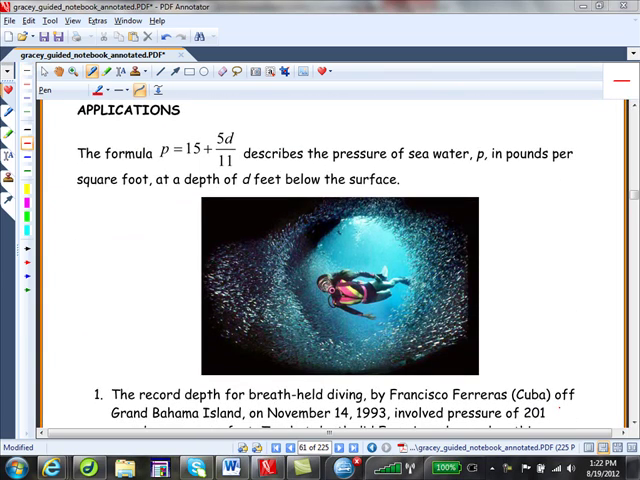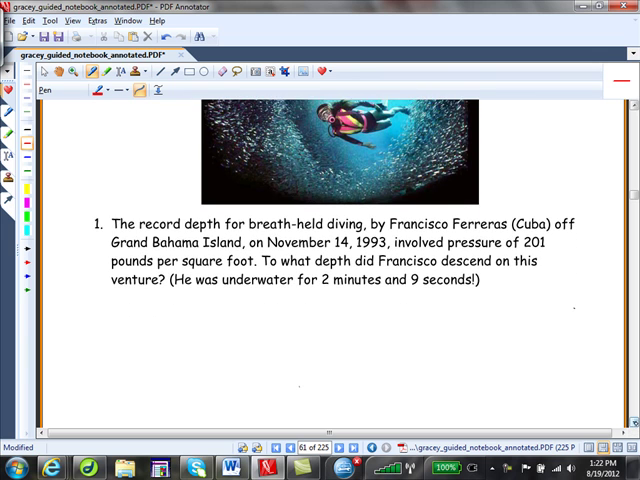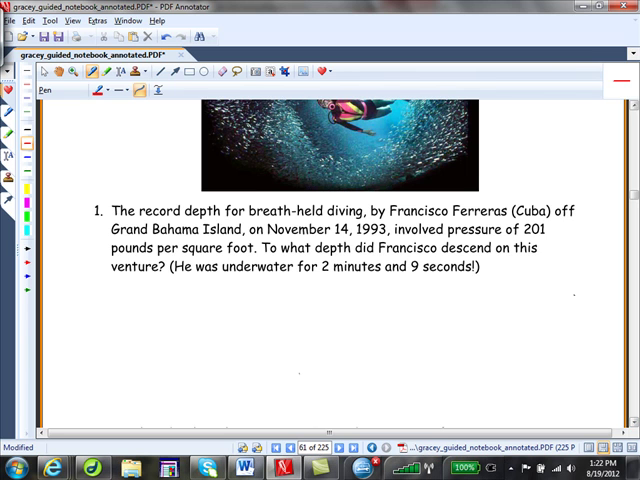Okay, so let's take a look at an application. So with this particular application, the formula P equals 15 plus 5 times D divided by 11 describes the pressure of seawater P in pounds per square foot at a depth of D feet below the surface. So in the first part, the record depth for breath-held diving by Francisco Ferreras in Cuba off Grand Bahama Island on November 14, 1993 involved pressure of 201 pounds per square foot. So they're asking us to what depth did Francisco descend on this venture? He was underwater for 2 minutes and 9 seconds.